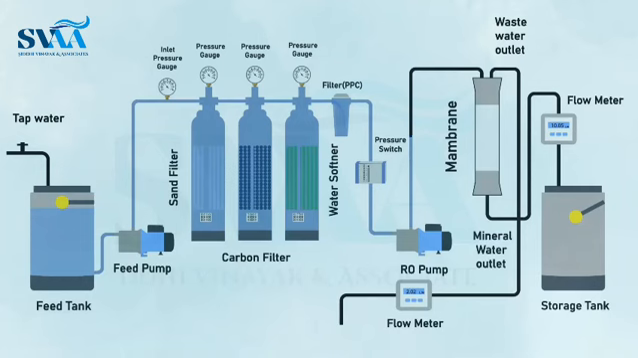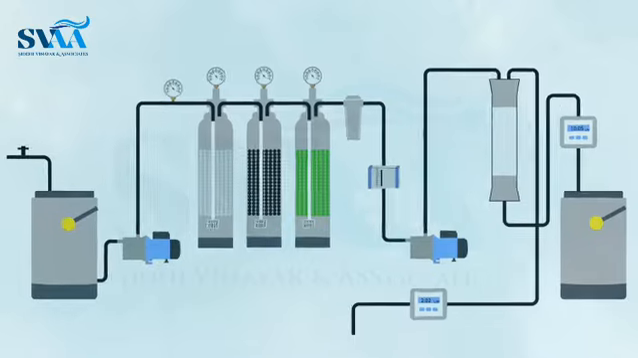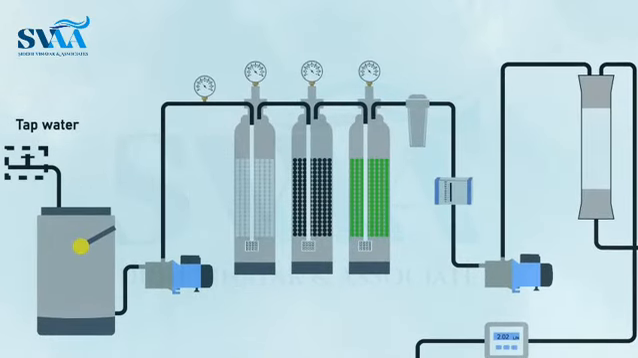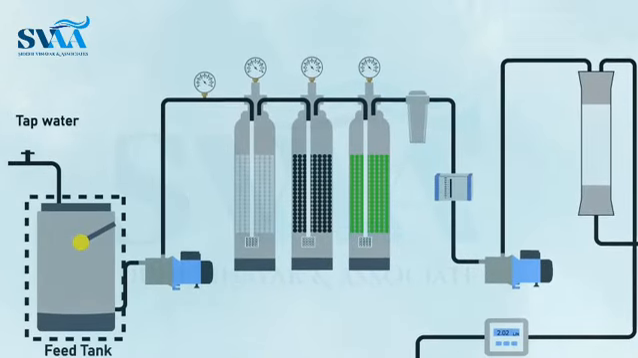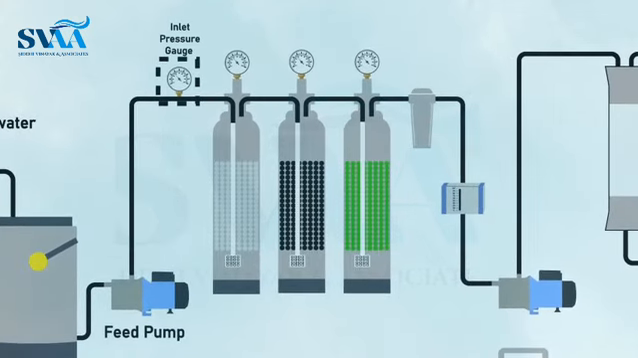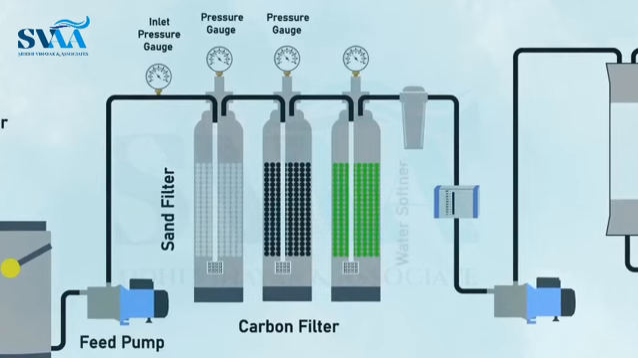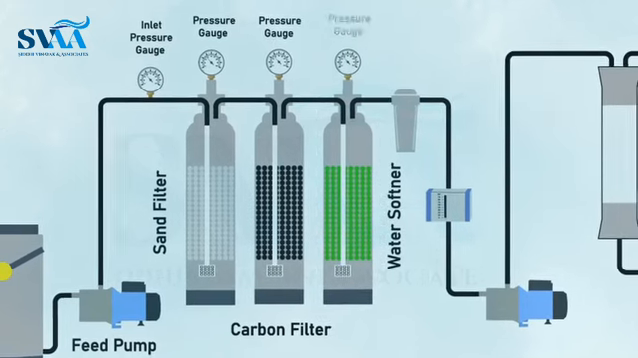In this video, you will learn the whole process of reverse osmosis RO plant. So let's begin with the parts of RO plant: tap water, feed tank, feed pump, inlet pressure gauge, sand filter with a pressure gauge, carbon filter with a pressure gauge, and water softener with a pressure gauge.